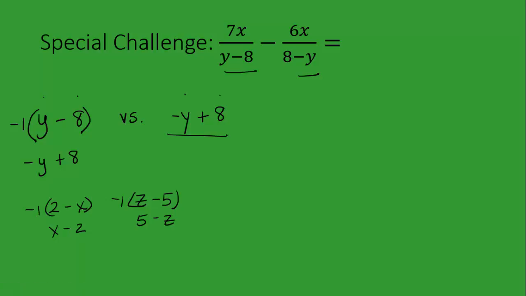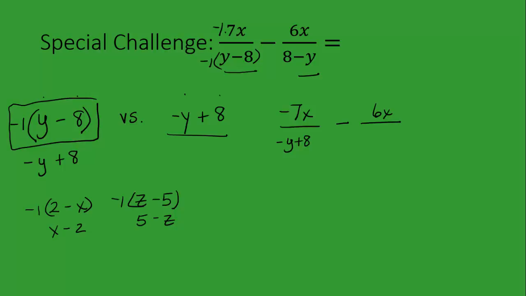All right, let's finish the problem. So we need this to happen in the left expression. So I'm going to multiply by -1 over -1. That gives me -7x over -y plus 8 minus 6x over -y plus 8. And that equals, if you think of it as add the opposite, that's -13x over -y plus 8.